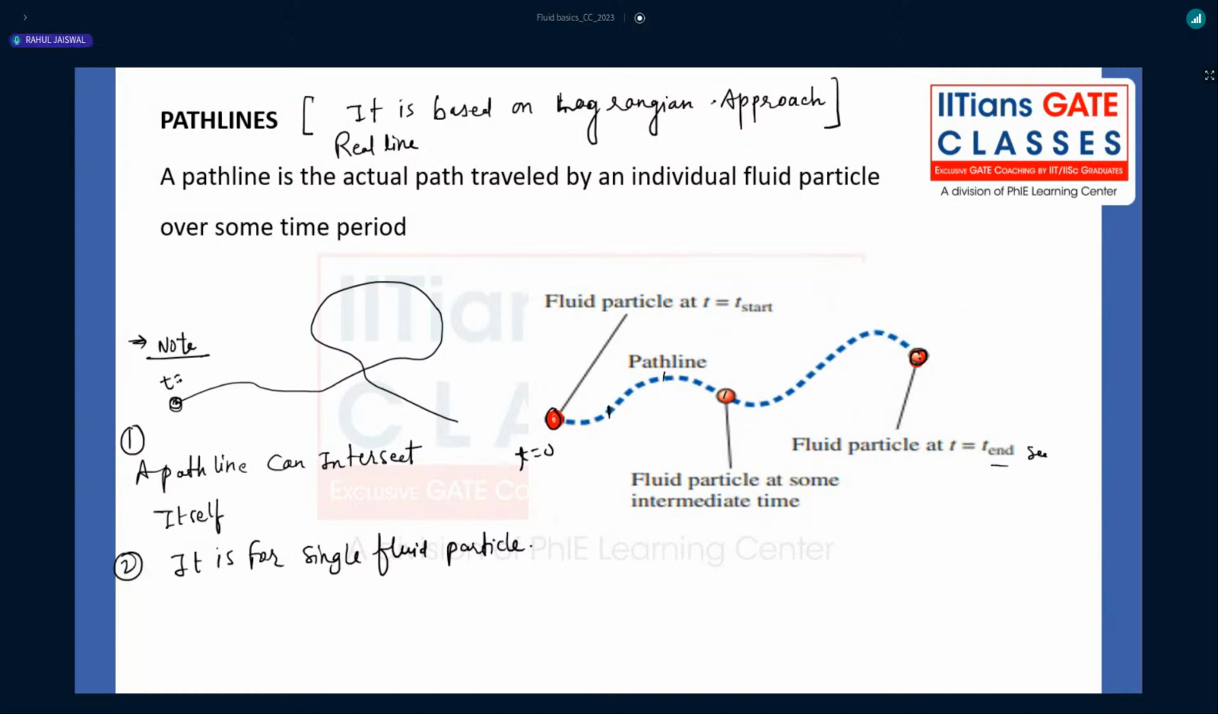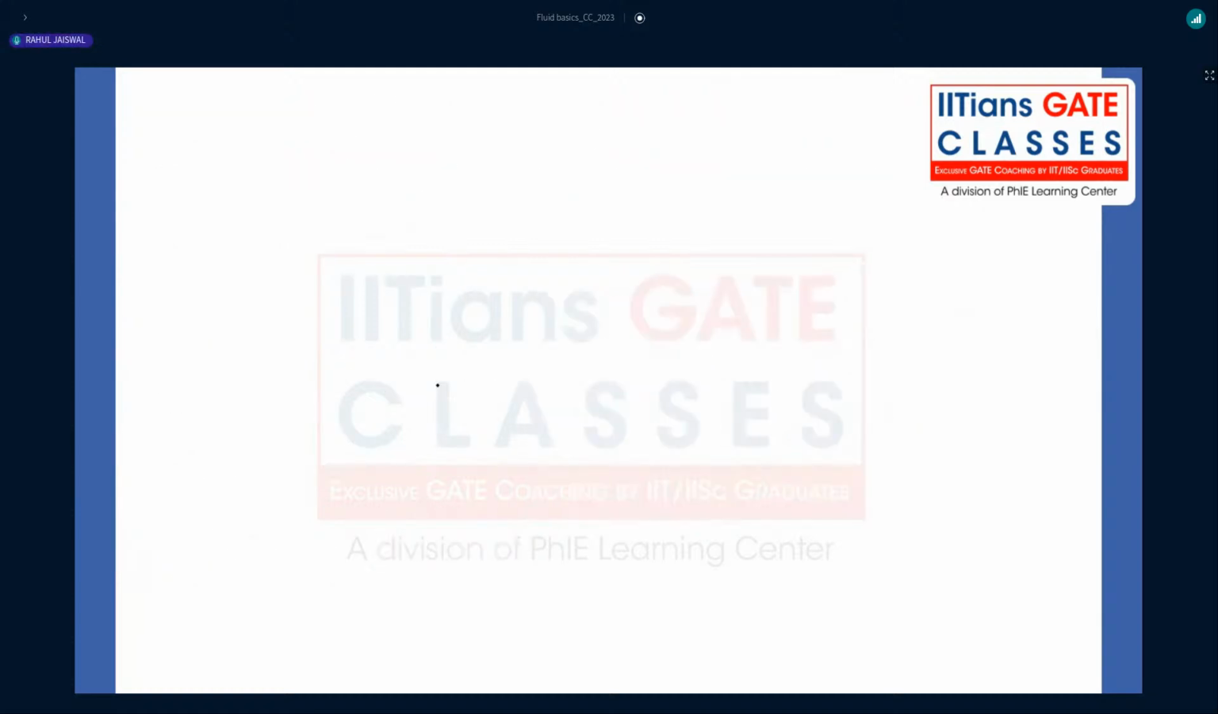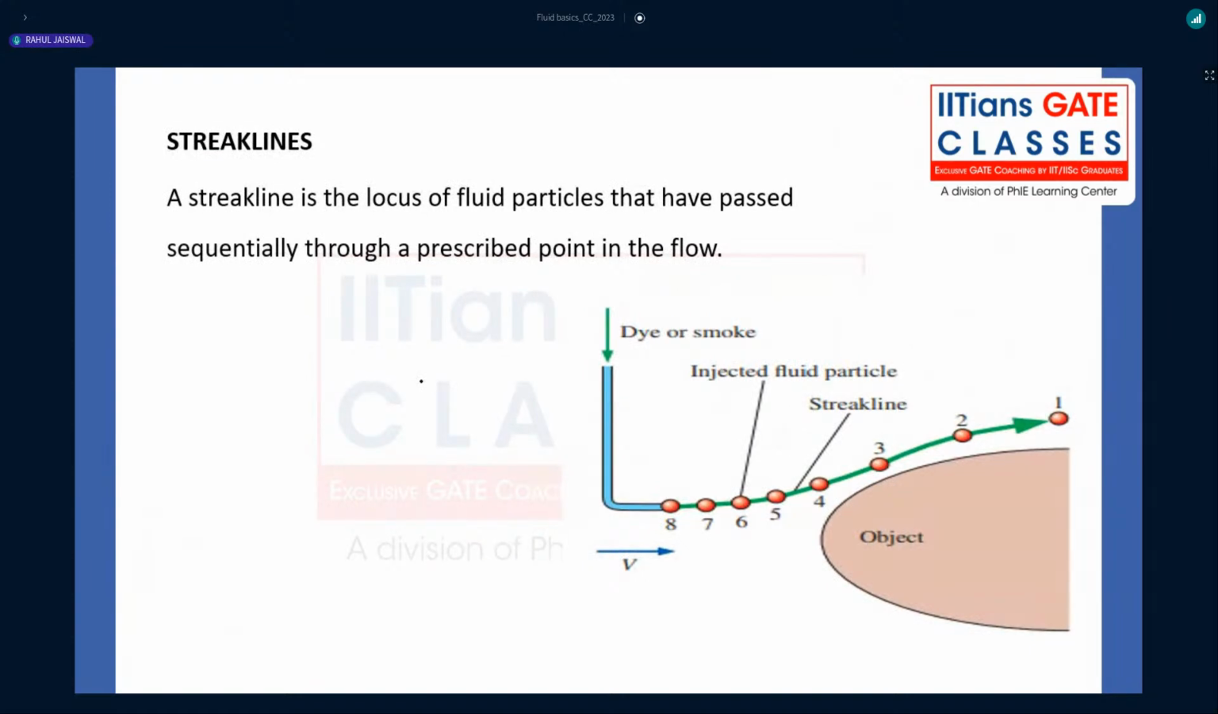The particle is starting from 0 seconds and it is being traveled here to time t equal to tn. The next most important thing is streak lines. First, we will understand the definition of the streak line. A streak line is the locus of the fluid particles that have passed sequentially through a prescribed point in the flow field.